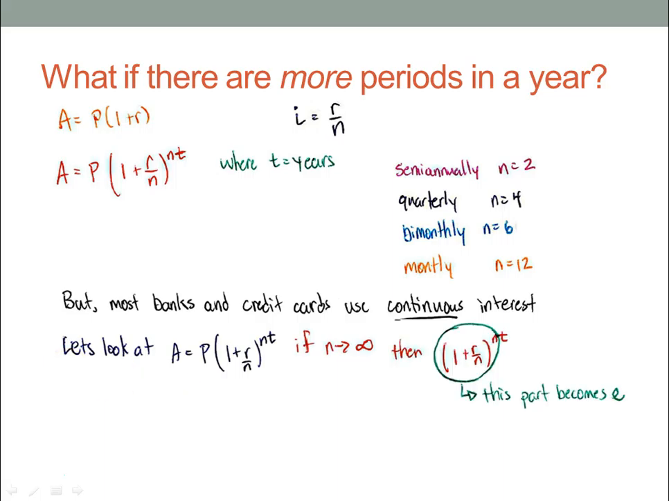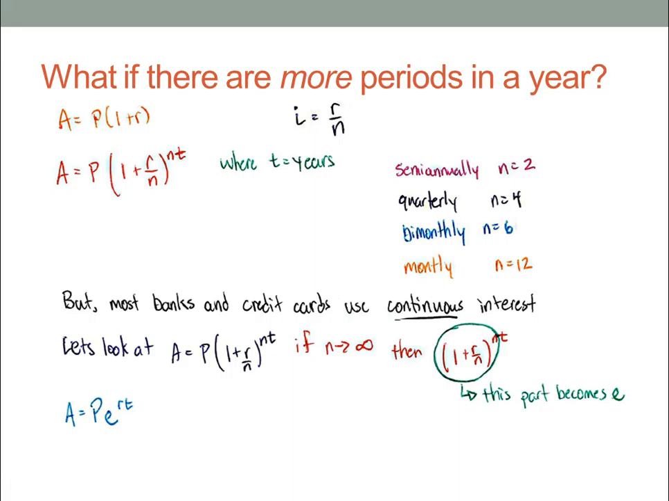And if we look specifically at just this part of the equation, 1 plus r over n to the n, really that part becomes the natural base e. So we can use that to rewrite our equation for accumulated value for continuous interest as accumulated value is equal to principal times the natural base e raised to the interest rate times the time in years.